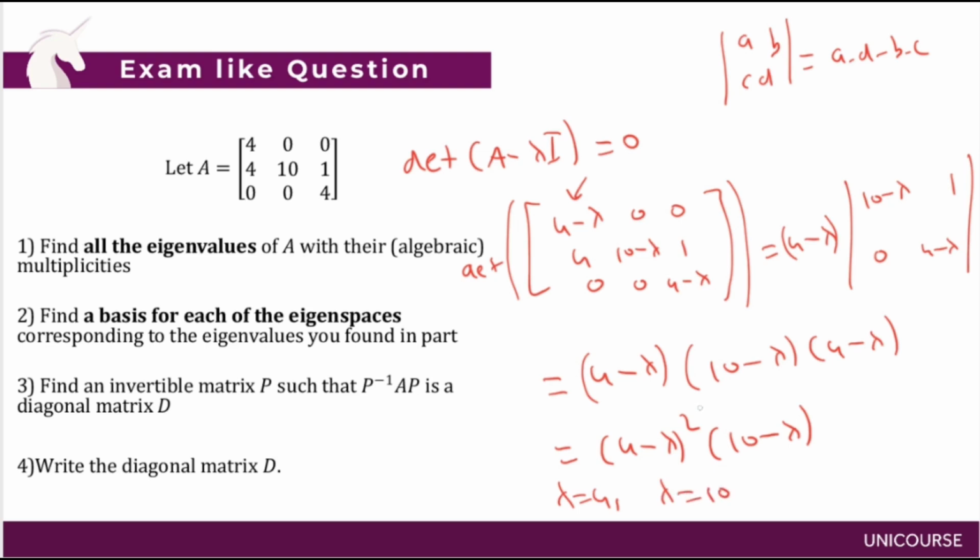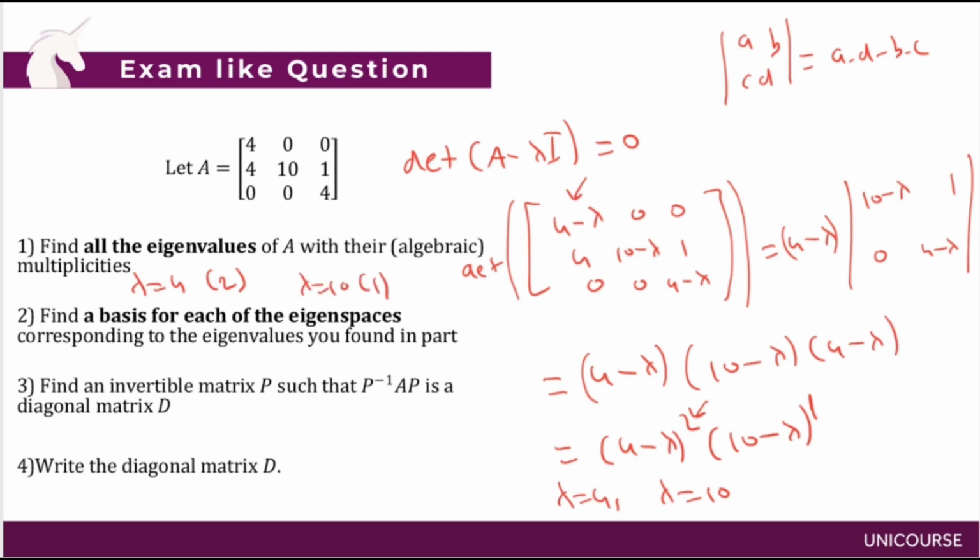Now look at the powers. 4 minus lambda appears squared and 10 minus lambda appears to the first power. What does that tell us? These exponents give the algebraic multiplicities of the eigenvalues. Since the factor 4 minus lambda is squared, the eigenvalue lambda equals 4 has algebraic multiplicity 2. Let's write it down. Lambda equals 4 with multiplicity 2. And the other eigenvalue, lambda equals 10, has multiplicity 1.